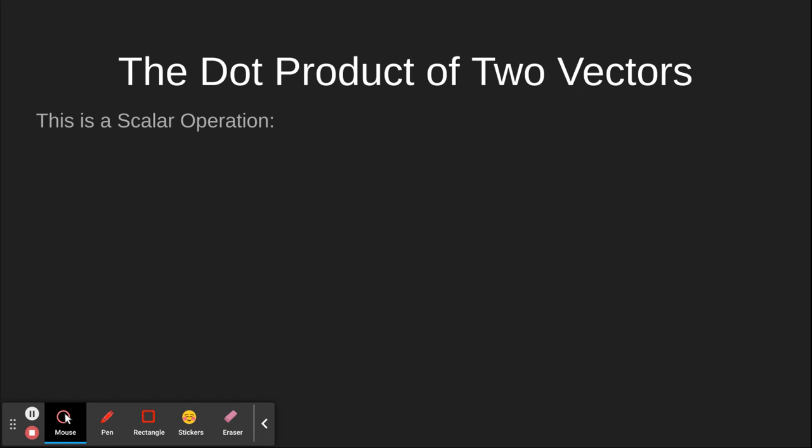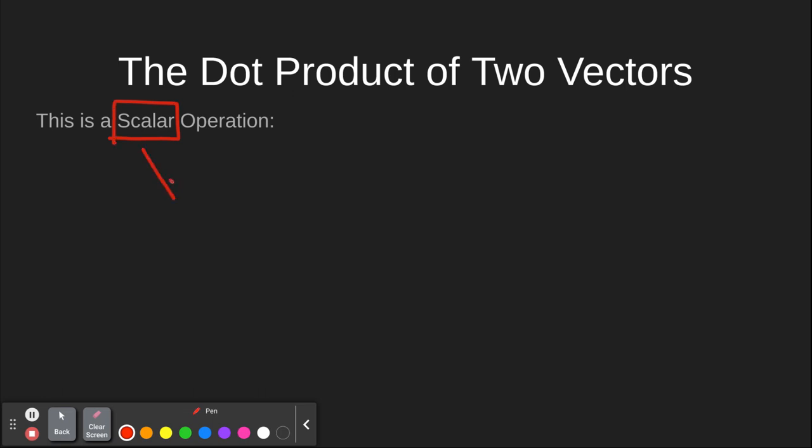Today we're going to talk about the dot product, okay? The dot product is a scalar operation. What does that mean? That means when we do this dot product thing, the answer is not a vector. It produces a number. Whereas many of our vector operations produce a vector, this is a scalar operation. So let's just get into what it is.